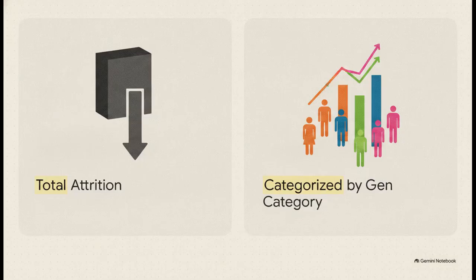And this brilliantly illustrates that shift in perspective. On one side, you have total attrition. That's just a flat, singular number. It's everyone who left grouped into one bucket. But on the other side, when it's categorized by generational category, well, that's when we stop guessing. That is when we actually start seeing the true structure of the turnover. Honestly, this is where the real insight lives.